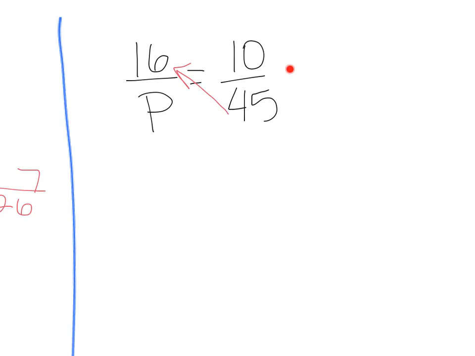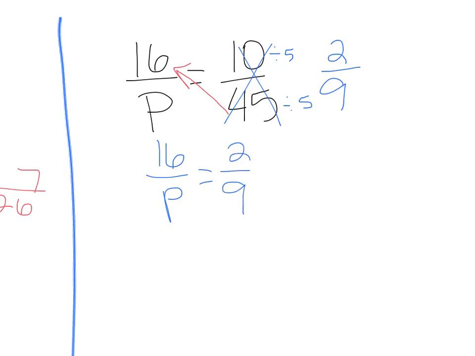If you look at one of your fractions and you can reduce it, do it. So 10 over 45, okay, well I know I can divide out a 5 for both of those numbers. So instead of 10 over 45, I'm going to change that ratio to 2 over 9. Now I have 16 over p equals 2 over 9. Still going to have to multiply 16 by 9, but it's a little bit easier number to work with.